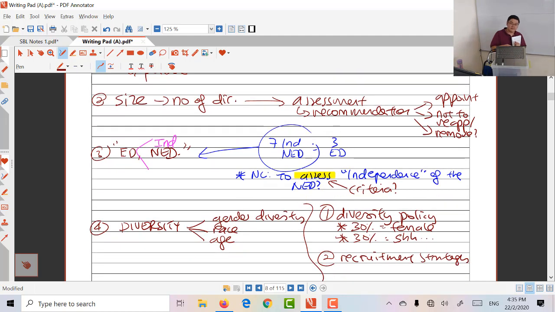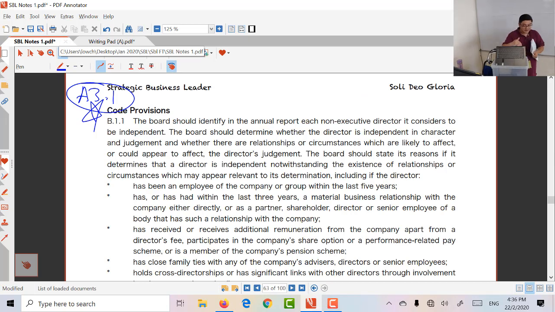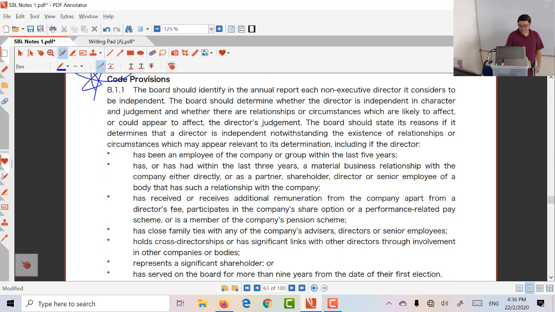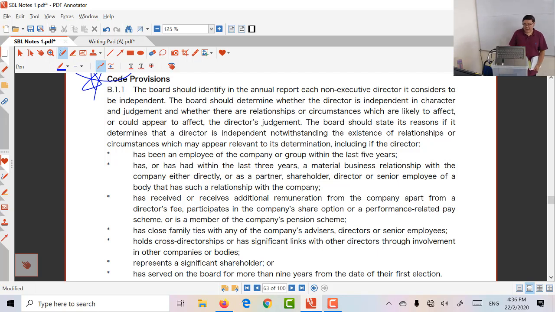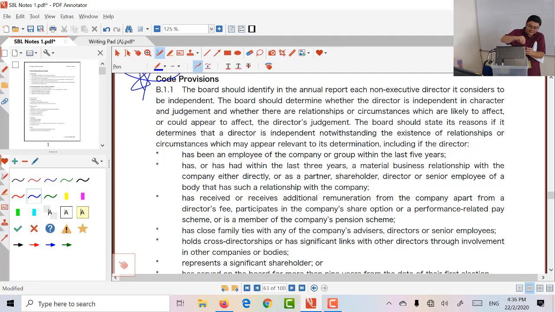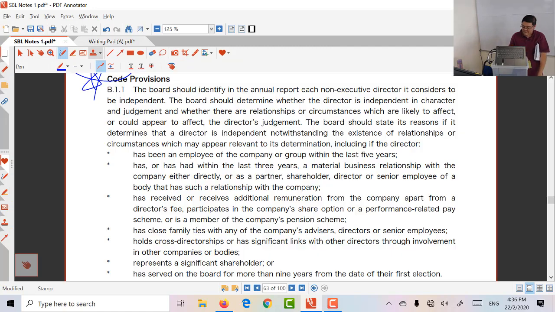And I also highlighted to you just now that the role of the nomination committee is to assess a director's independence. So I put there, see or not, in asterisk, to assess independence, what's the criteria? And now the code is basically giving us a list of criteria. Now the code tells us over here, the board should identify in the annual report each NED that they consider as independent. So you actually have to state in the annual report if you find that the director is independent or not, okay?